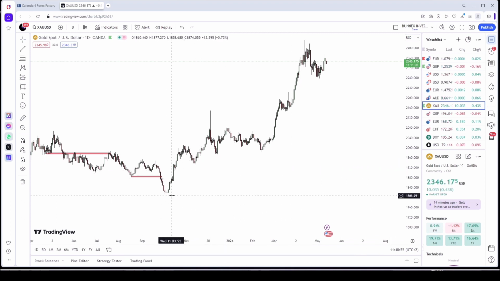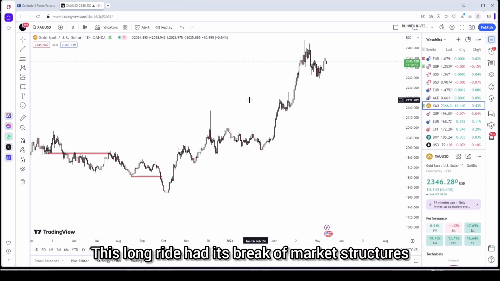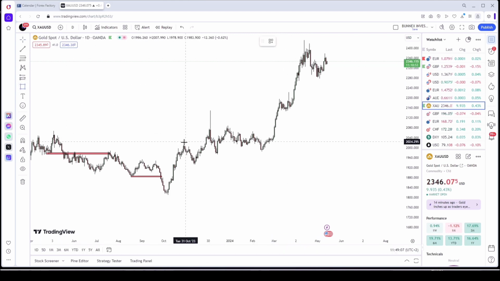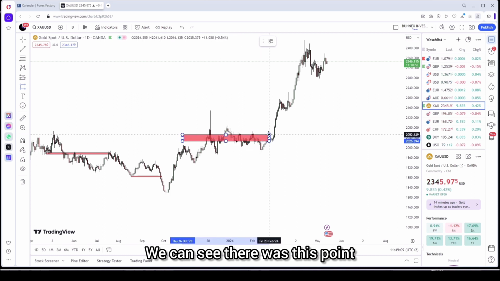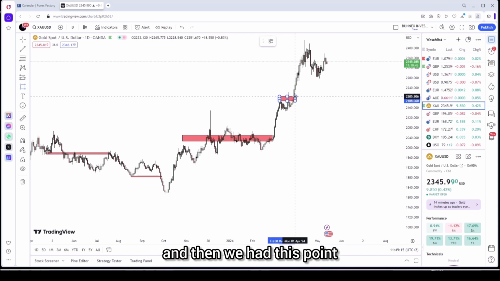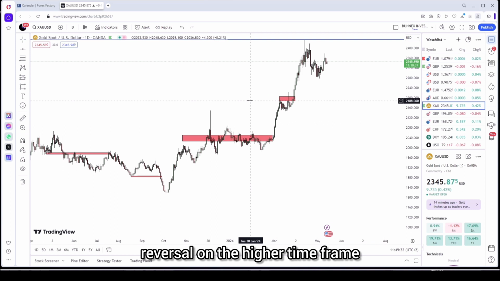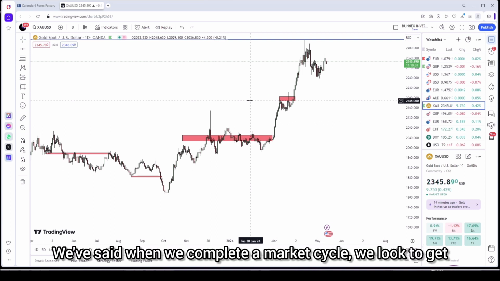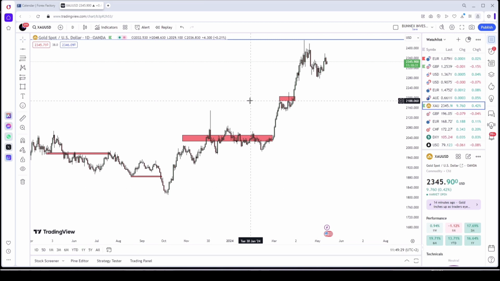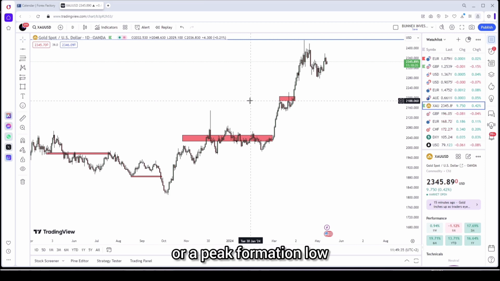So in this particular case, we can see there was a reversal that occurred, and there was a long ride of gold to the upside like that. This long ride had its break of market structures. We can see there was this point that was broken, and then we had this point that was also broken, meaning that we are at a probable point of reversal on the higher time frame. We've said when we complete a market cycle, we look to get an M pattern, which we also term a peak formation high or a peak formation low.